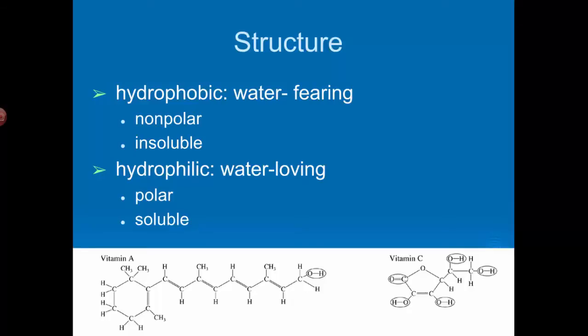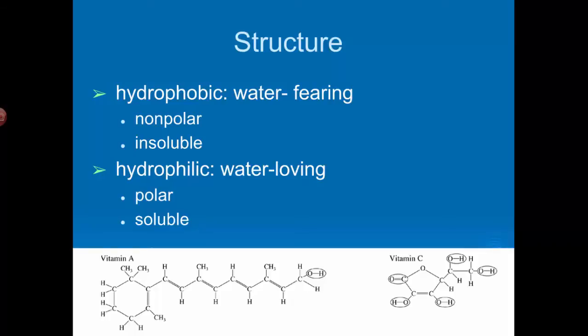Vitamin C, on the other hand, has a whole bunch of OH sections. And in biochemistry in general, the more hydroxyl groups you have on a molecule, the more soluble that molecule will be. Vitamin C is very soluble. The upshot of this is that vitamin A, along with vitamins D, E, and K, you don't want to be eating too much of them because they don't dissolve in the water of your blood and blood plasma, and they're not excreted. They tend to build up. They're soluble in fat, and so they build up in fat tissue.